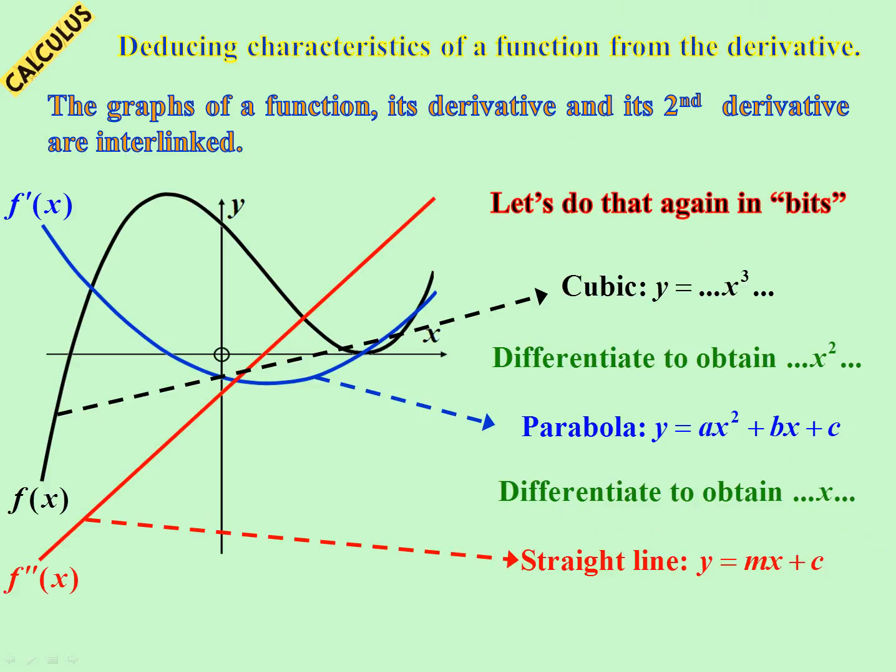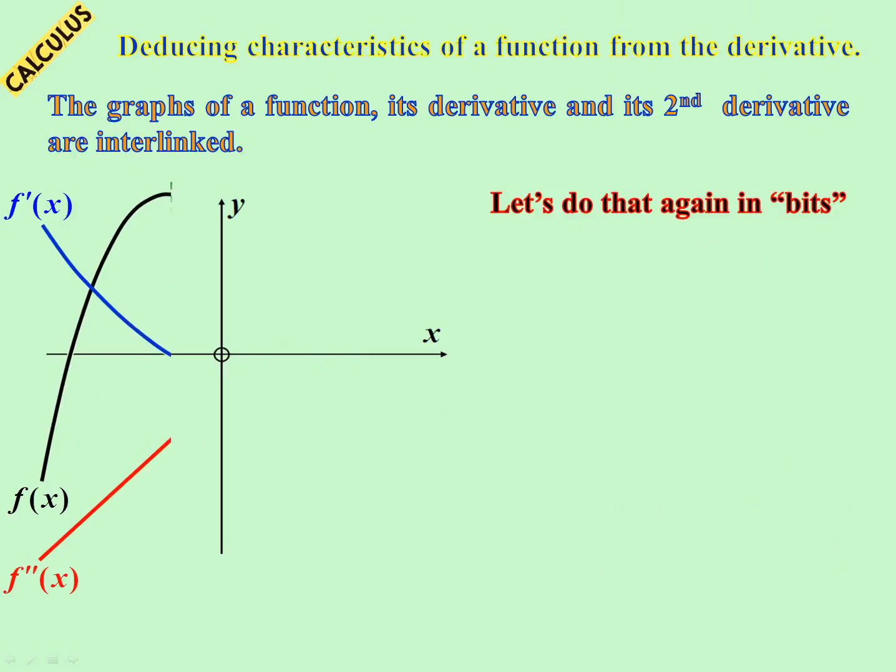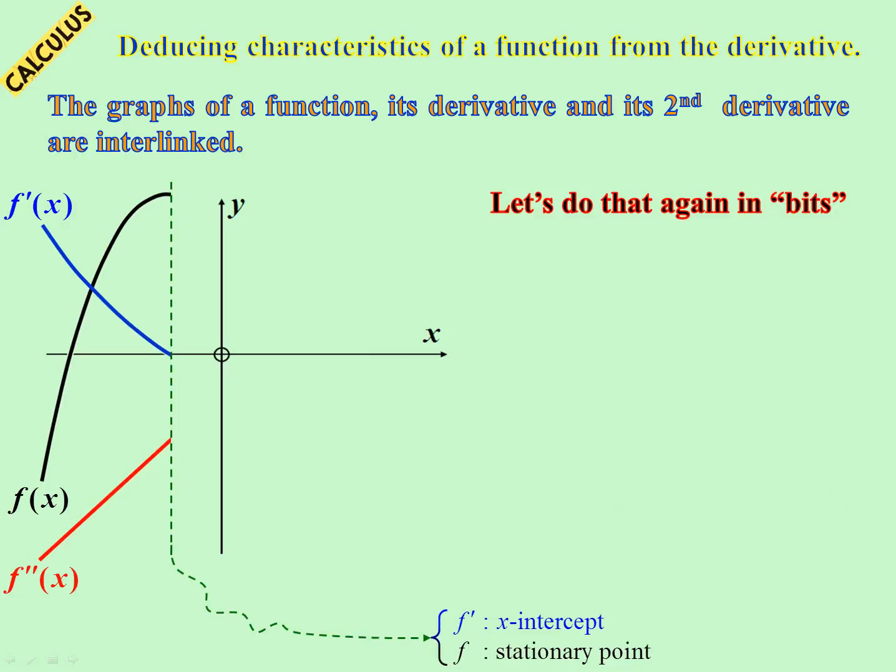Let's have a look again in bits. At that point, we stopped it there because the derivative is 0. And there's a turning point there. Now, is there any reason for that? F prime has an x-intercept. F has a stationary point. Yes, because f prime is 0 there. And the stationary point occurs when the derivative is 0.